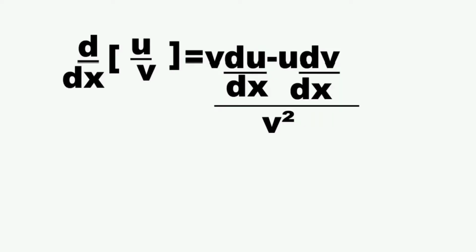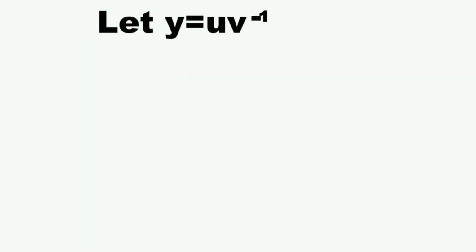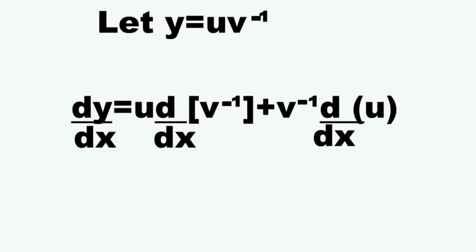Let's derive the formula using functions u and v. The derivative of u over v with respect to x is v du over dx minus u dv over dx, all over v squared. Let's try deriving this using the product rule of differentiation. So let y equal u times v to the power negative 1. By the product rule, we have u times the derivative of v to the power negative 1, plus v to the power negative 1 times the derivative of u, all with respect to x.